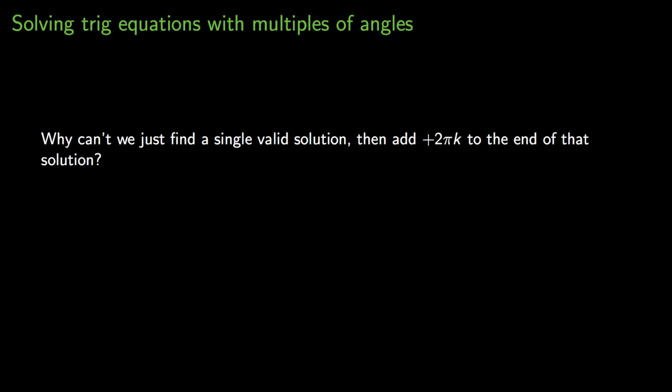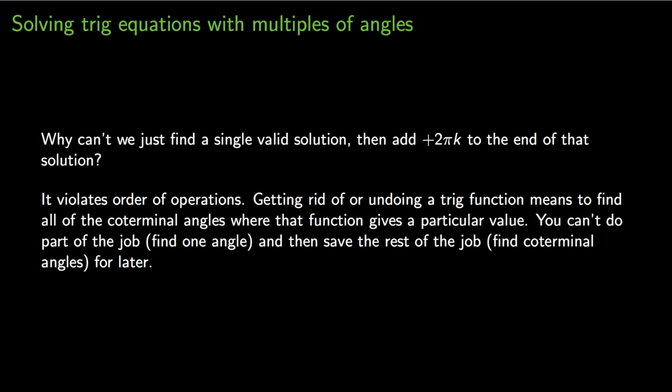So you might be wondering, why can't I just follow the steps, find a single valid solution, 3 pi over 4, and then add plus 2 pi k to the end of that? And the biggest reason is it actually violates order of operations. So to me, when you are undoing sine or cosine or tan, that means you have to follow the full process of finding every single coterminal angle where the function gives that particular value. You can't just do part of the job and then save the rest of the job for the end of the problem. You have to do the whole thing at that one time.